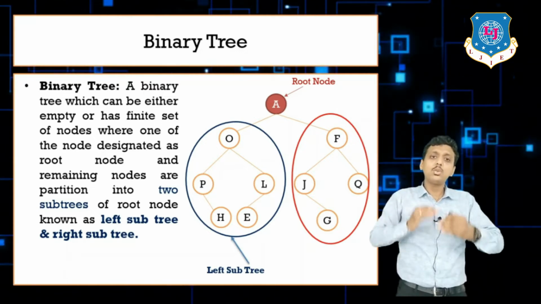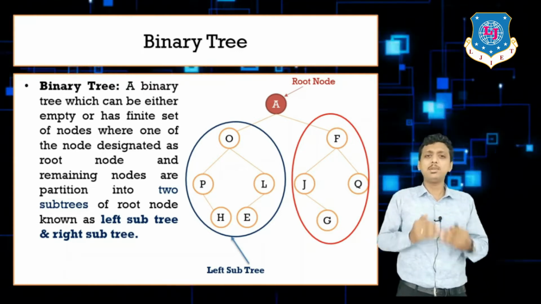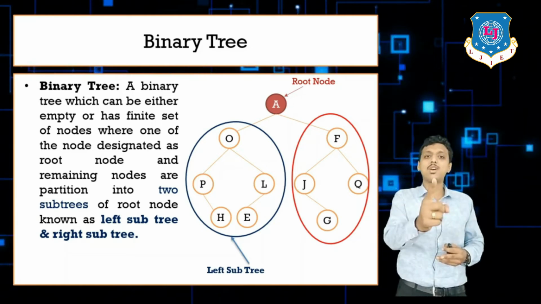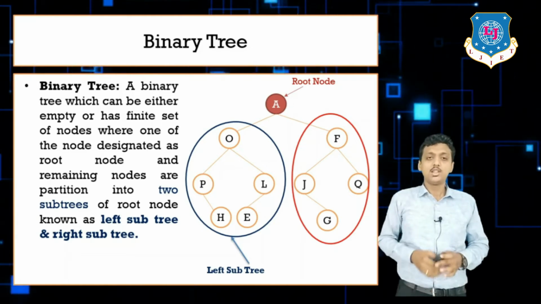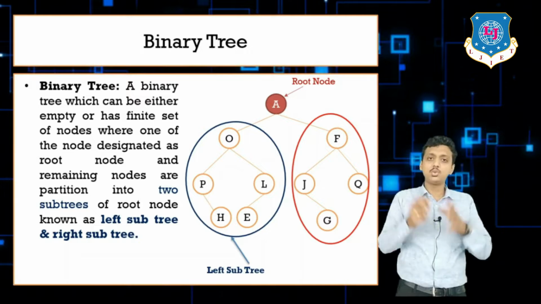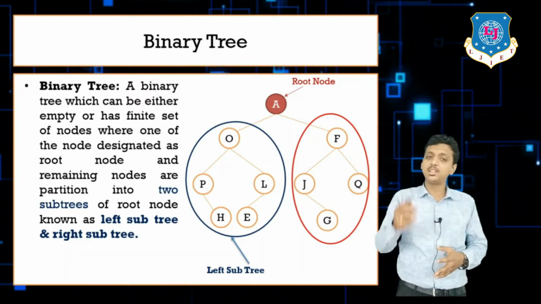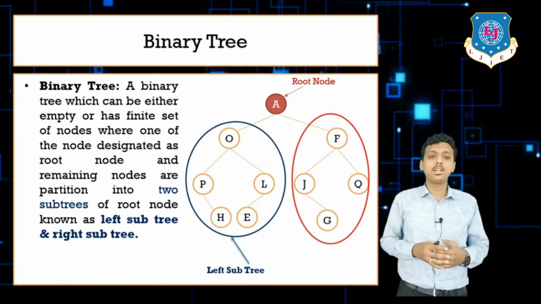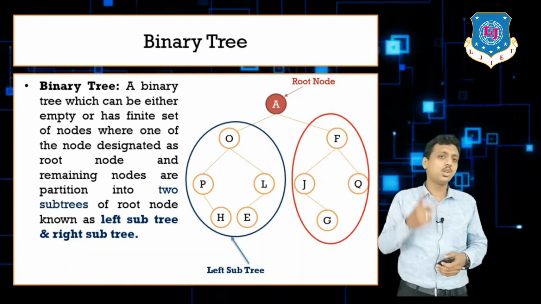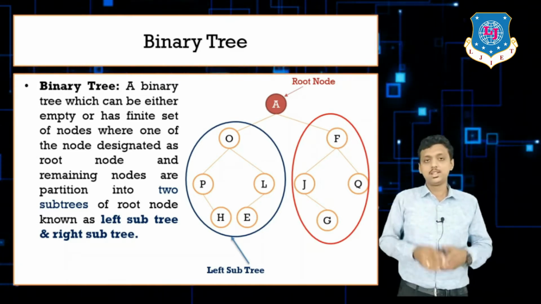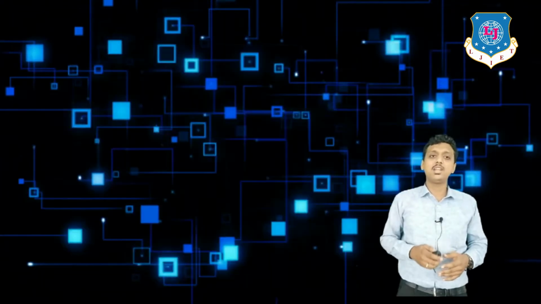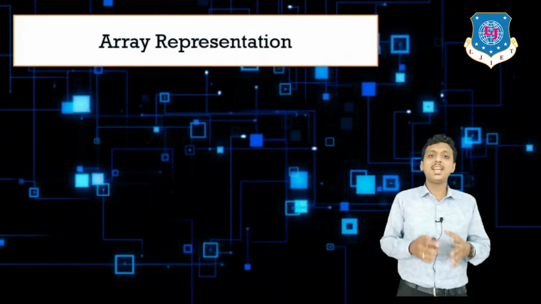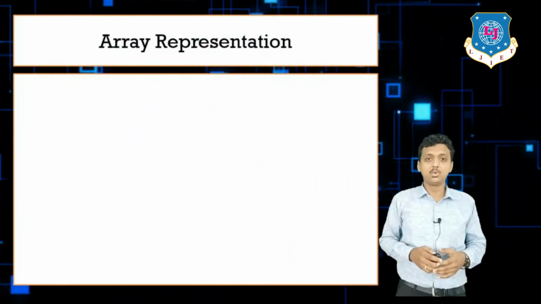So here you can see the maximum limit of children is 2. That's why it's a binary tree. So in a binary tree, students, we have two different scenarios, one for the left subtree, another for the right subtree. And the maximum degree for the binary tree is 2. It can be 0, 1 or 2. Fine. So let's start with the very first example, that is array representation of binary tree.